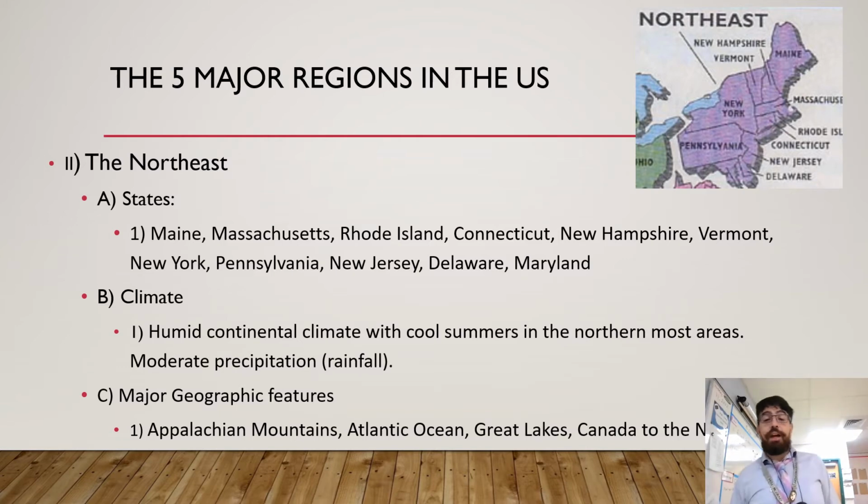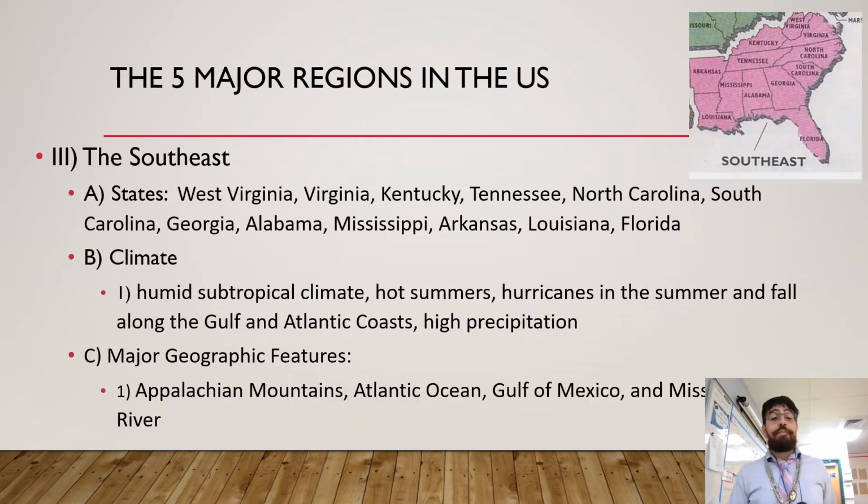They have the Appalachian Mountains, which start over here and go all the way down here, all the way to the southeast. We have the Atlantic Ocean to the east, the Great Lakes to the northwest and the west. We also have Canada to the north, actually the province of Quebec mostly. From there, we then have the Southeast.